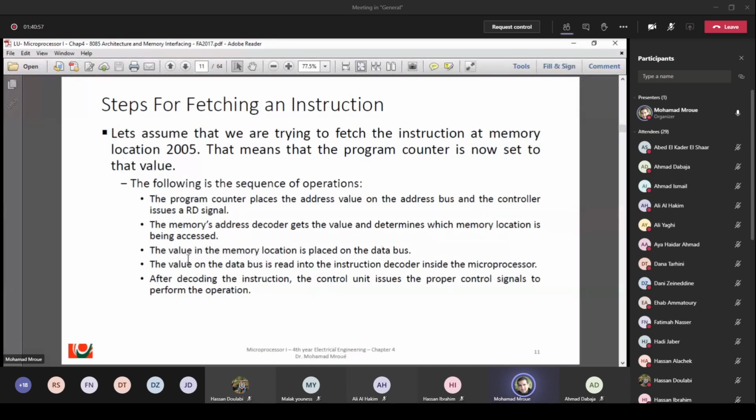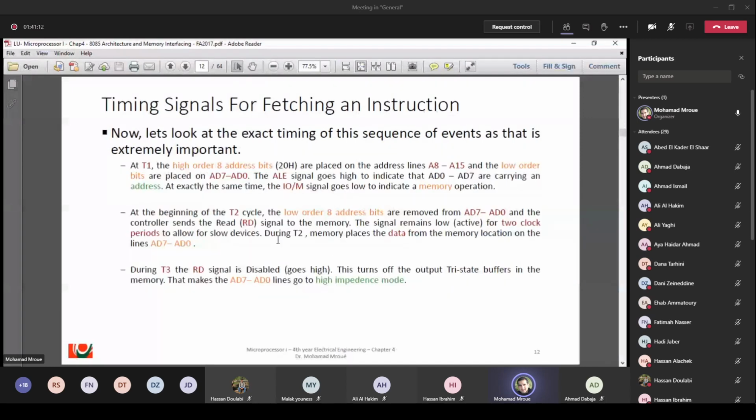The value on the data bus is read into the instruction decoder inside the microprocessor, and after decoding the instruction, the control unit issues the proper control signals to perform the operation. This is the second step. Okay, the following step. Okay. Now let's look at the exact timing of this sequence of events, as that is extremely important.